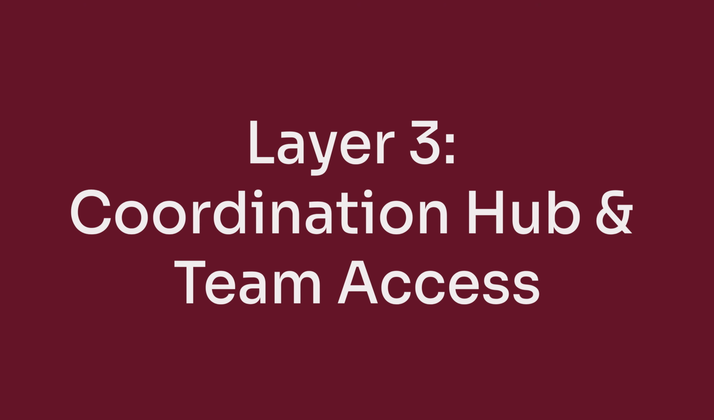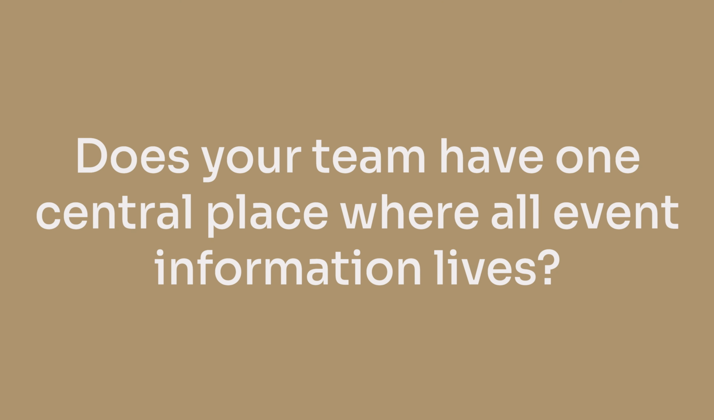Layer 3 is coordination hub and team access. This is a layer that connects your planning to your team's ability to do their job without having to come back to you for every single little thing. Here's what to check. Does your information sit in one central location? And I'm not talking about a Google folder that has a million different documents within it. I'm talking about a structured hub where they can find the guest list, the run of show, the vendor contacts, the timeline, and any additional tasks that need to take place in order for this event to happen.